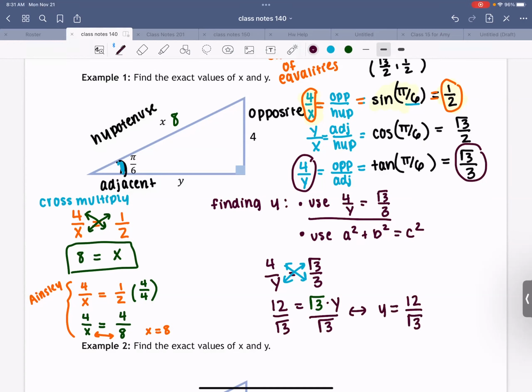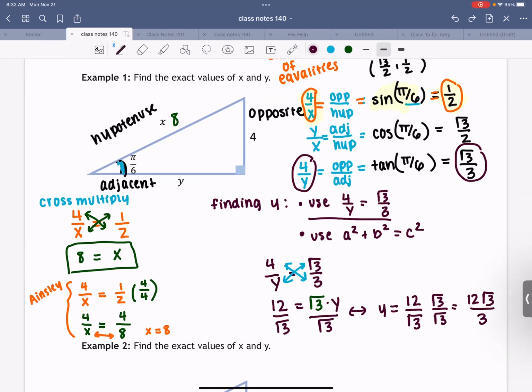Is that my final answer? No, because there's a square root of 3 in the bottom, so I gotta multiply by root 3 over 3, and I'm gonna get 12 root 3 over 3. Okay, now that is an answer. Any way I can simplify it more? Yeah, there's a 12. Oh, I can't cross out the two 3s, right? But you can divide 12 by 3.